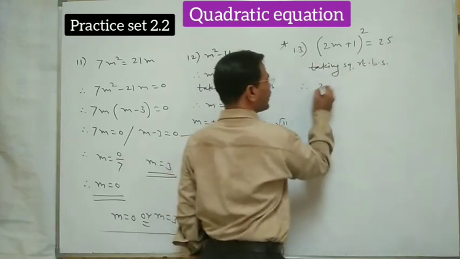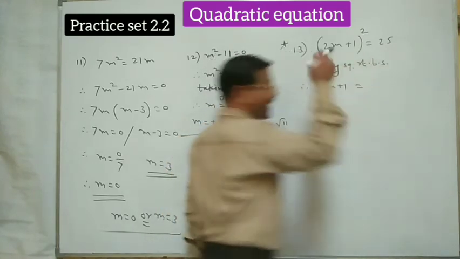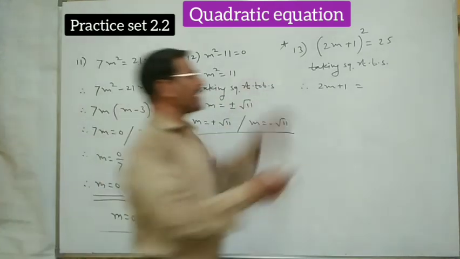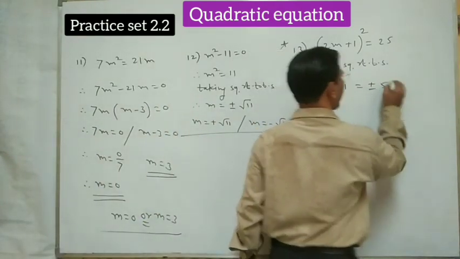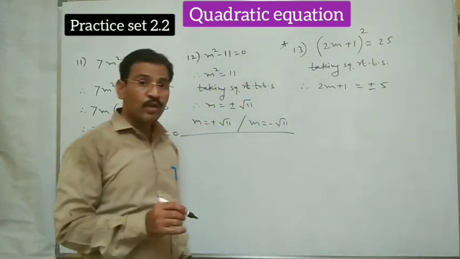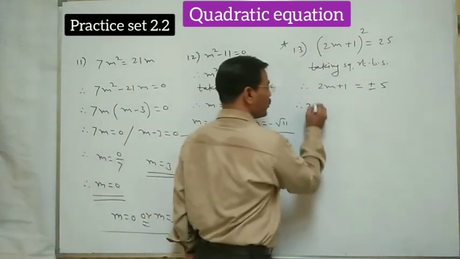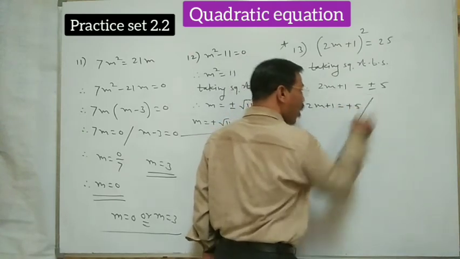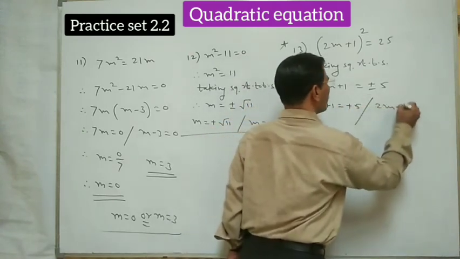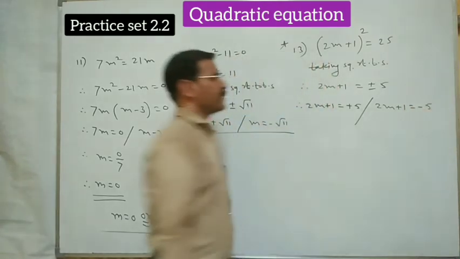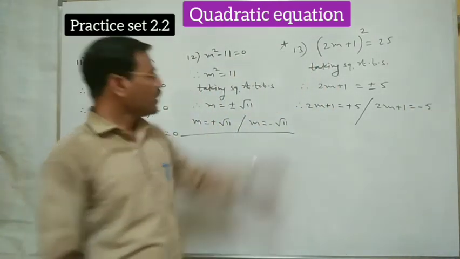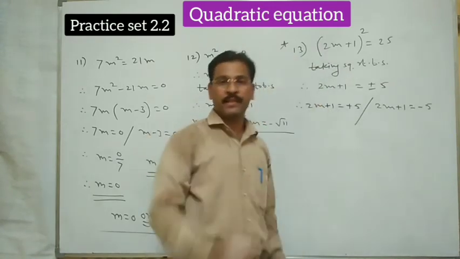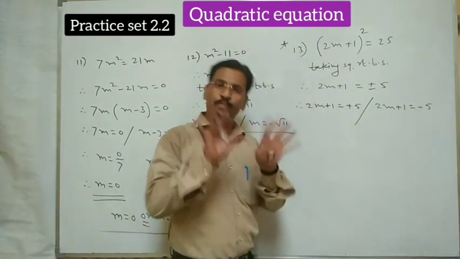What will we get here? 2m plus 1, the bracket square, so write just one bracket only, is the square root of that. And on that side, 25 means plus or minus 5. Look here. 2m plus 1 is equal to plus 5, or 2m plus 1 is equal to minus 5. This is very important. This particular method we are going to use in the next method. So try to observe here.